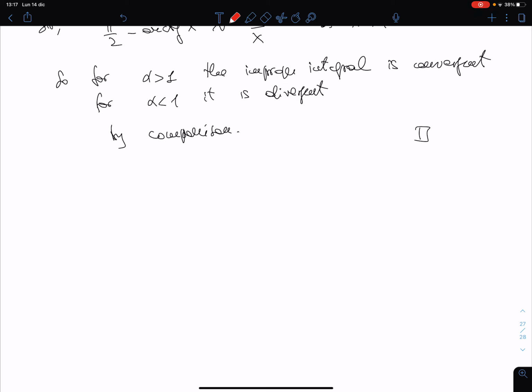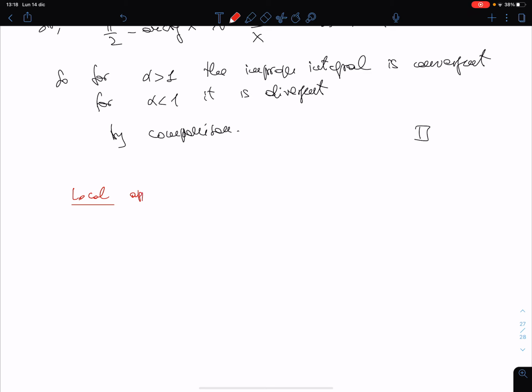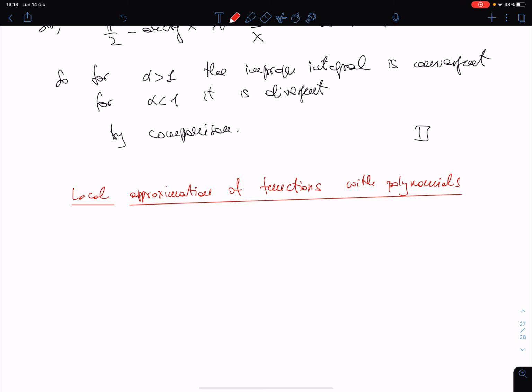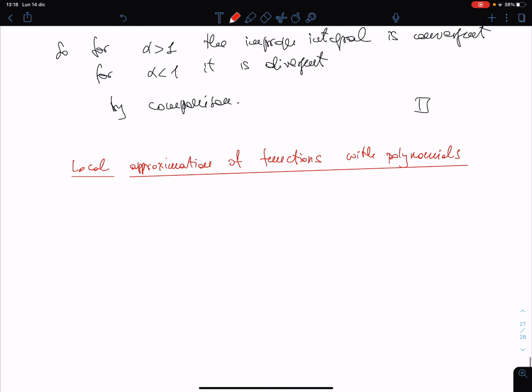And so the name I can give to this chapter is Local Approximation. And I have to stress the fact that it is local approximation of a function with polynomials. Okay, so in other words, this is the theory by Taylor Maclaurin.